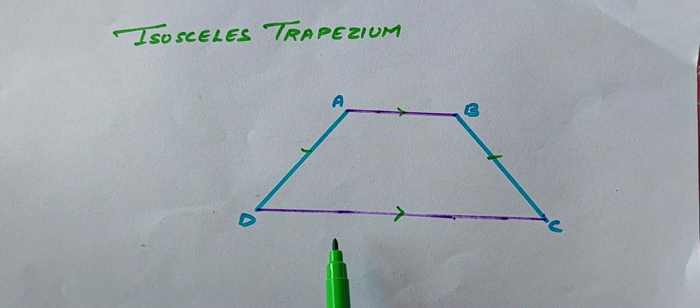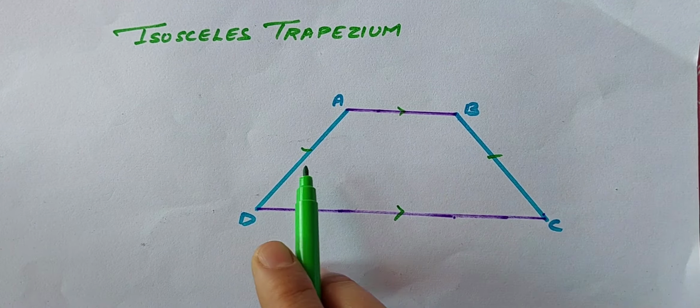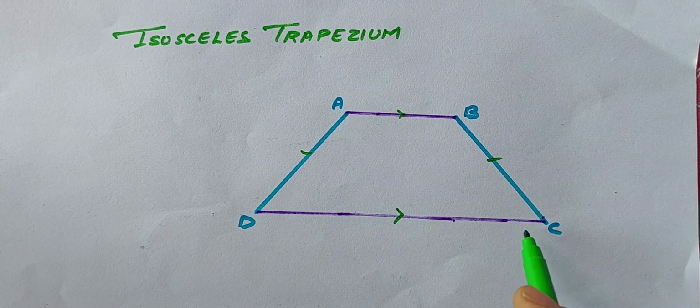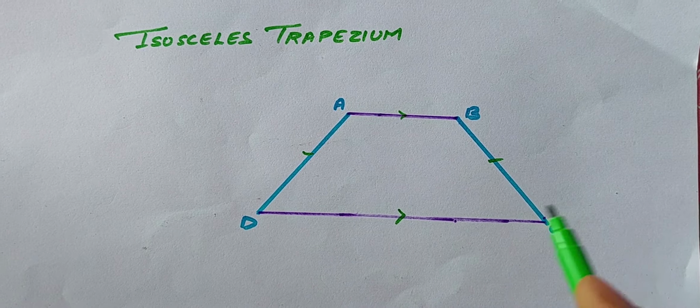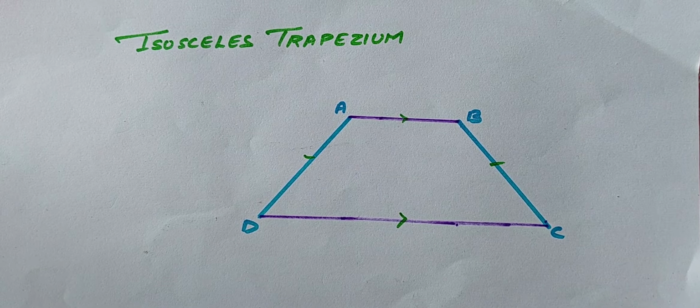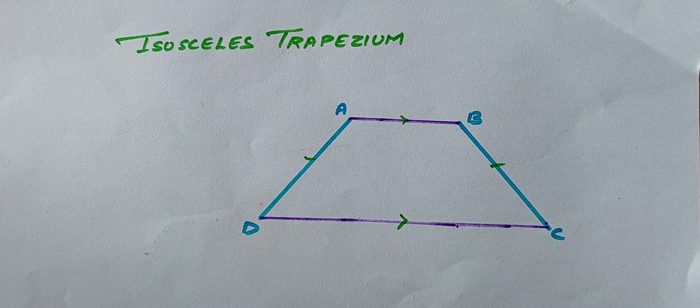This is an isosceles trapezium here where AD equals BC. The non-parallel sides are equal and the other pair of opposite sides are parallel. So this is the basic definition of an isosceles trapezium.